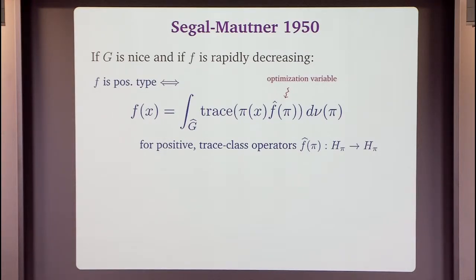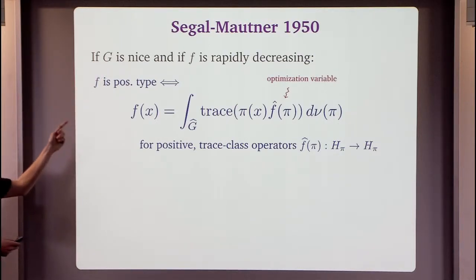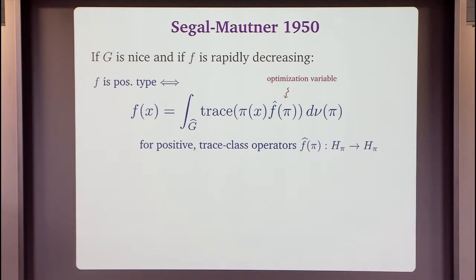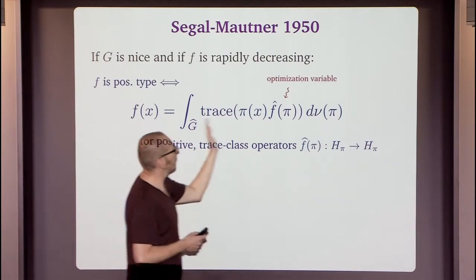And how does it work? I mean, it works for nice groups G, and the groups I had before are all nice. Then I want to have that F is also nice, rapidly decreasing. And then it says that F is of positive type if and only if I can write F as this integral here.